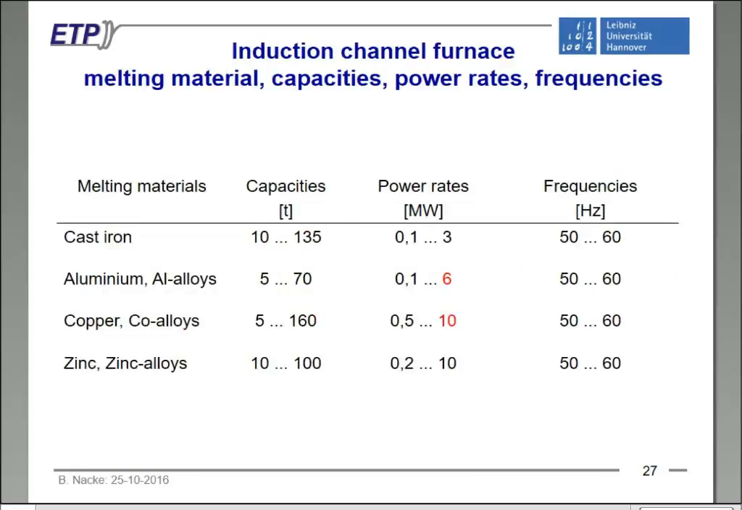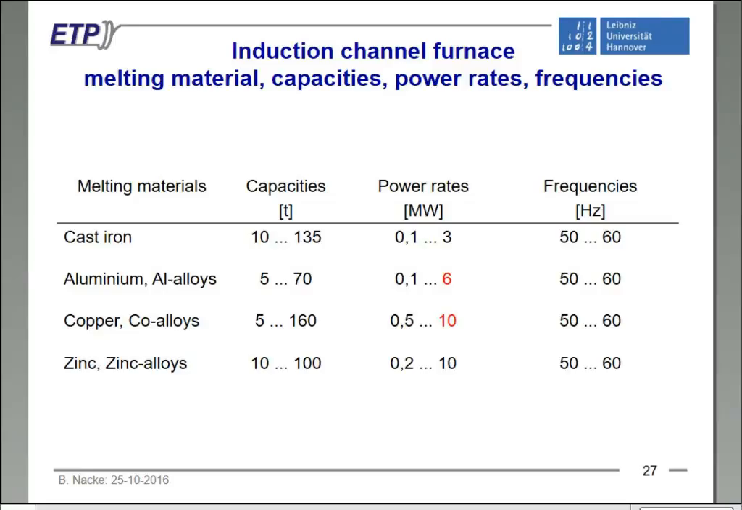So here again is a table of the capacities, power ratings and frequencies of induction channel furnaces. Cast iron is mainly, as I explained already, used for holding, so power ratings are quite low. Aluminium, this is one installation I know, 6 megawatt, using 4 inductors, each 1.5 megawatt. And copper, I know one installation, 10 megawatt, using 4 of these high-powered inductors of 2,400, 2,500 kilowatt.